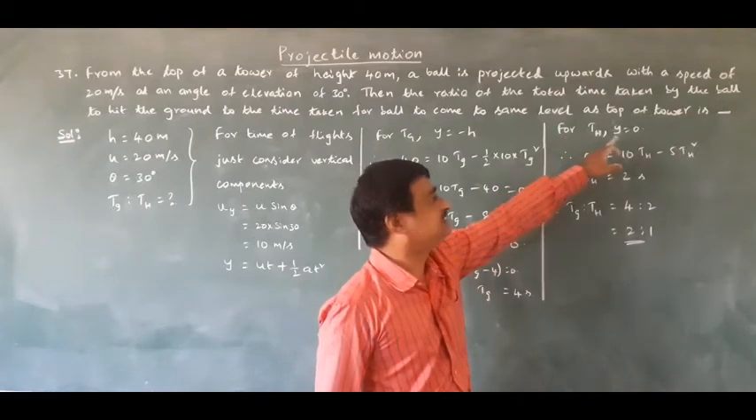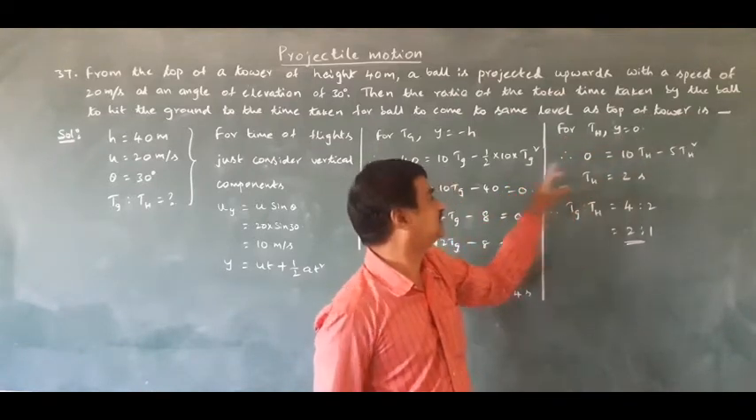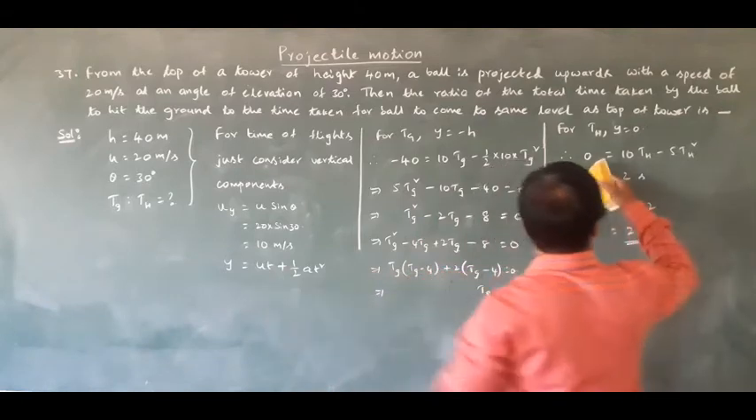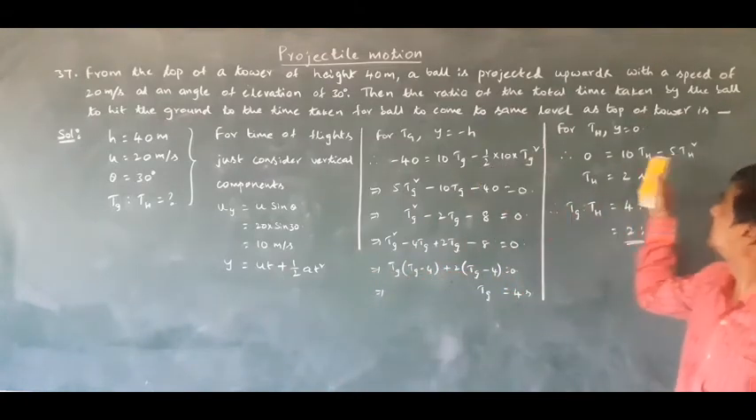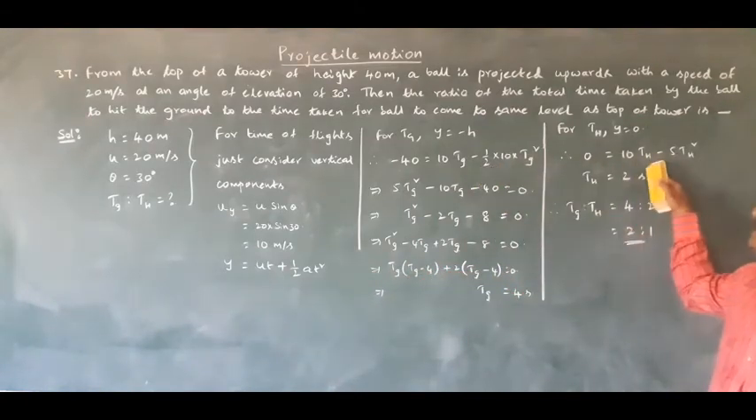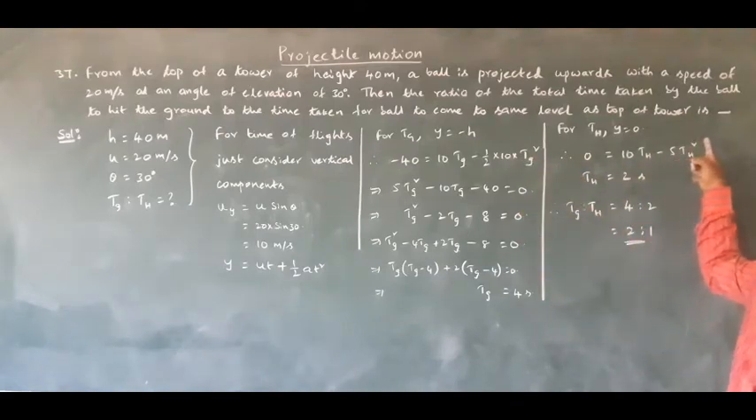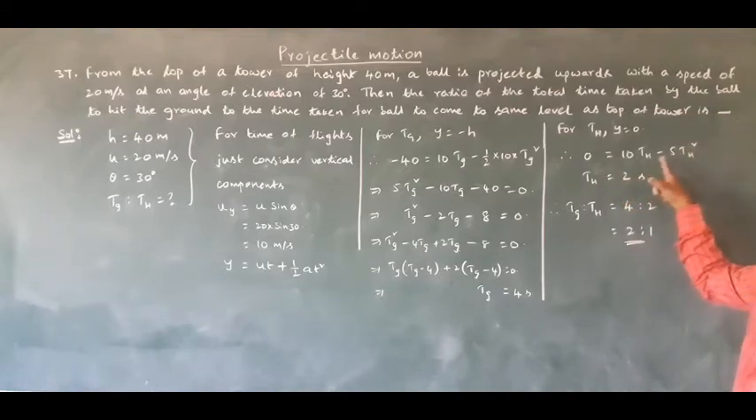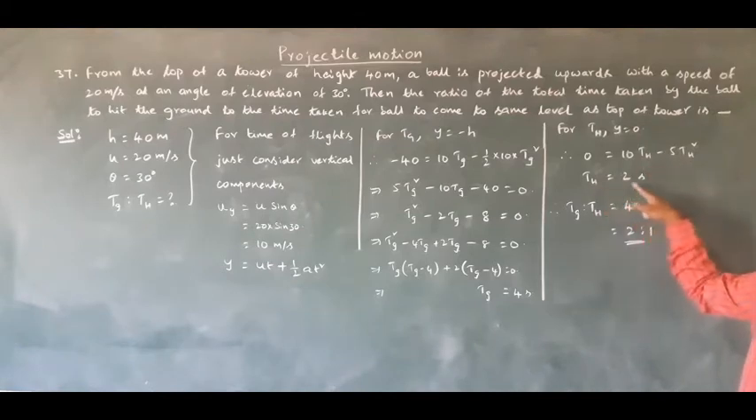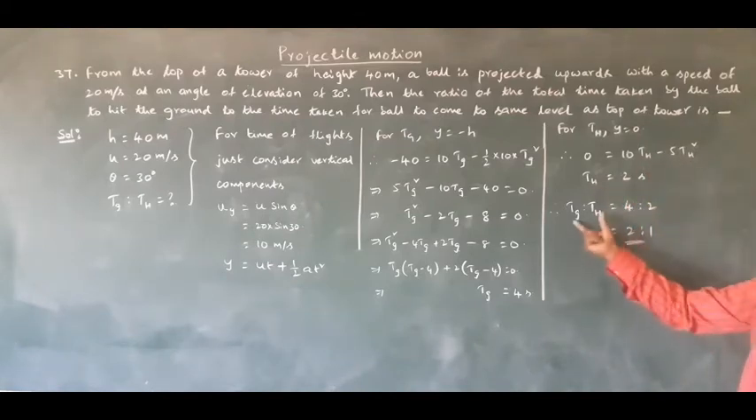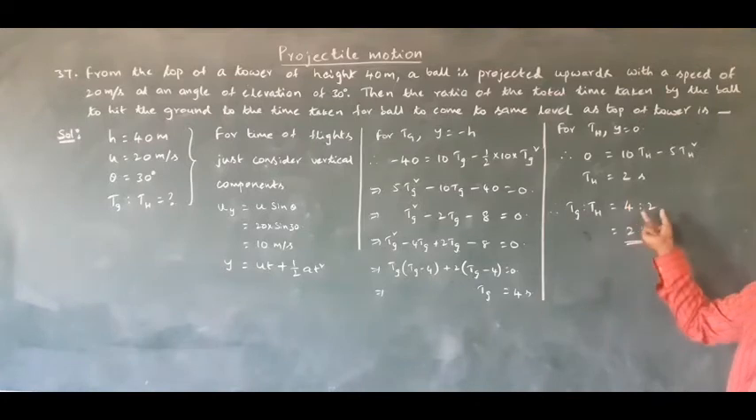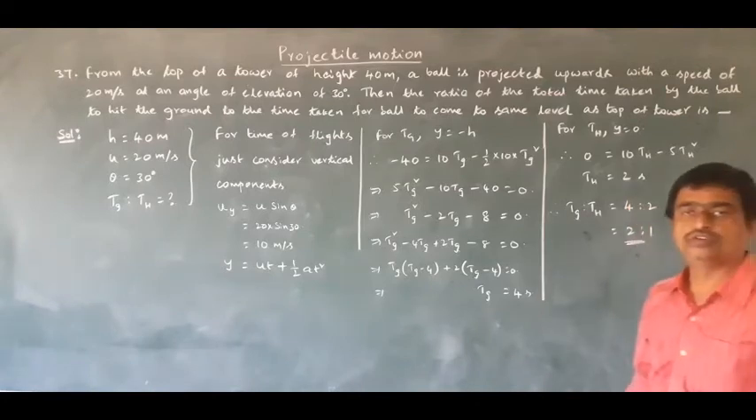For th, y becomes 0. Then applying the same formula, 0 is equal to 10 th instead of tg, we get th here minus 5 th square. Then th cancels out. Then 5 th is equal to 10. We get th is equal to 2 seconds. Therefore, this ratio becomes 4:2, that is 2:1.